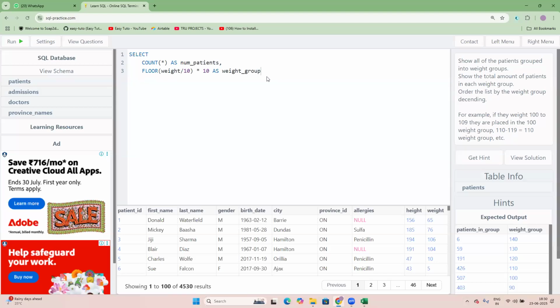See, let's say the weight is 65. 65 divided by 10 is 6.5, right? Then we'll do floor. Means 6.5 will get down to 6, because we are taking the decimal off. It's like we take the decimal off and leave the whole number, even if it's 6.9.